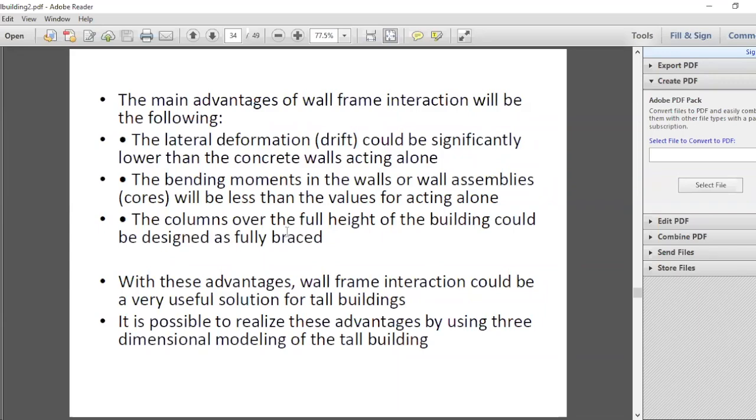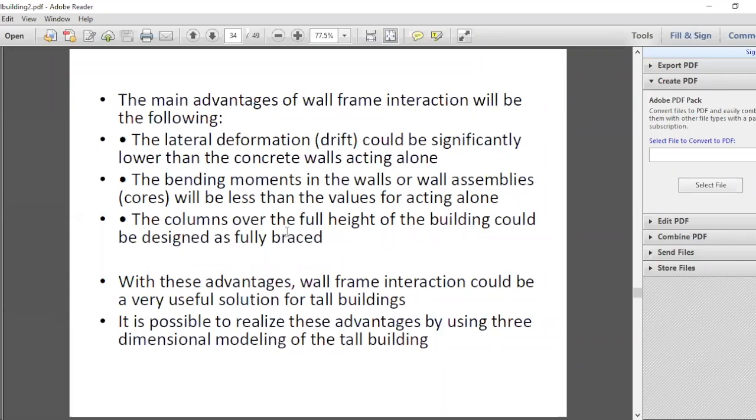Now you can also see there's significant interaction between the wall and the frame. So because of that reason, in a tall building, when you consider wall frame interaction, you'll find that the topmost floor is also subjected to a significant level of lateral loading. And that lateral loading is coming due to restraint in the deformation of the shear wall.